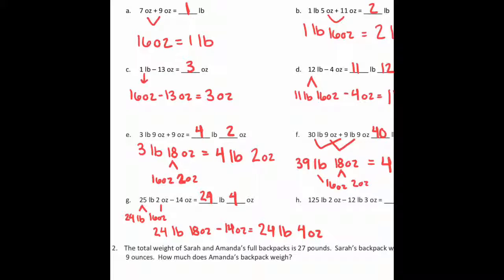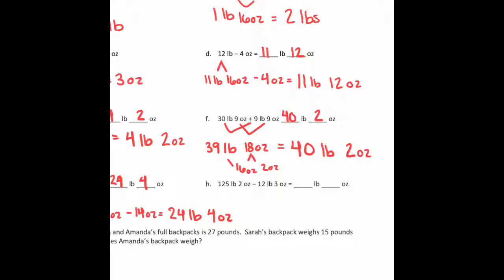Okay, I'm going to use a different color so I don't run over, so you don't get confused here. So we have 125 pounds and 2 ounces minus 12 pounds and 3 ounces. We don't have enough ounces on the left to subtract, so I'm going to change this to 124 pounds and 16 ounces. When I add those 2 ounces back, I'll get 124 pounds and 18 ounces minus 12 pounds and 3 ounces.